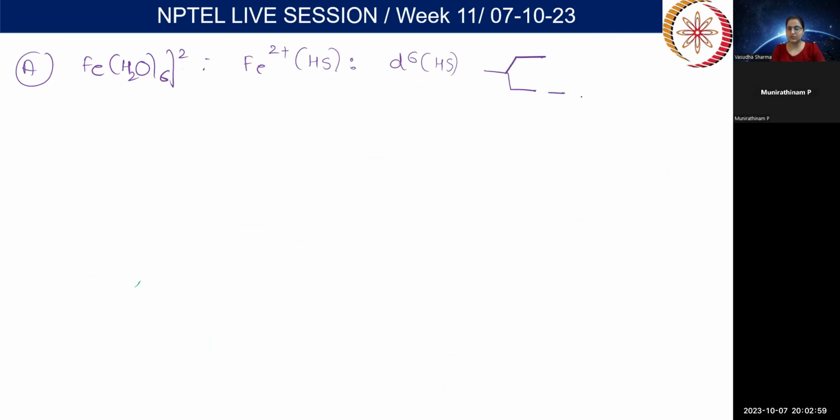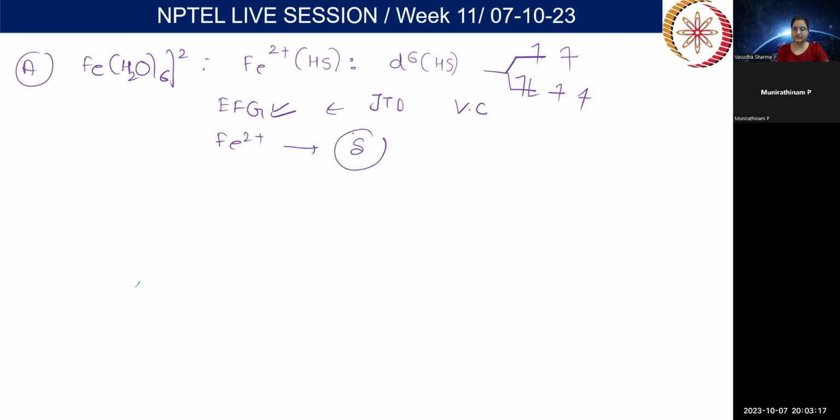Okay. So firstly, we'll take up [Fe(H2O)6]2+. It is again the same thing. We know that H2O is a weak field ligand. So Fe2+ is high spin, and therefore it is d6 high spin. And we know in d6 high spin, because of the Jahn-Teller distortion and valence contribution also, it is having EFG. So EFG is there because both the factors are there. And also in Fe2+, we expect one kind of delta value. We have set it as delta.